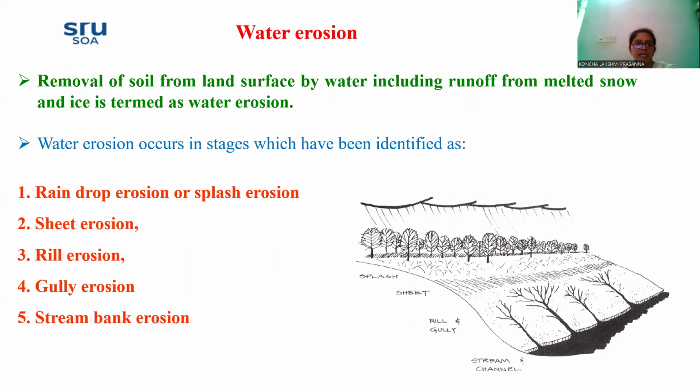The next type of erosion is water erosion. What do we mean by water erosion? Water erosion is the removal of soil from the land surface by water, which includes runoff or the melting of snow or ice. Water erosion occurs in different stages like splash or raindrop erosion, sheet erosion, rill erosion, gully erosion, and stream bank erosion. Here you can see the picture depicting all these types of erosion: splash, sheet, rill, and stream bank erosion.